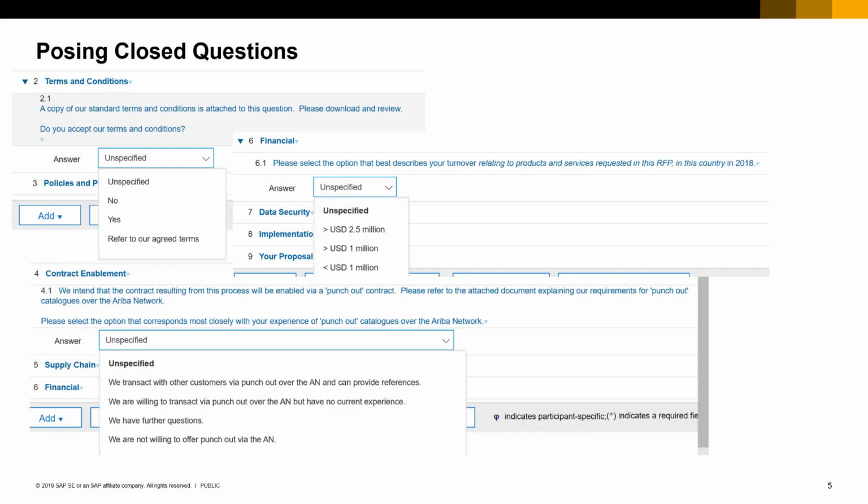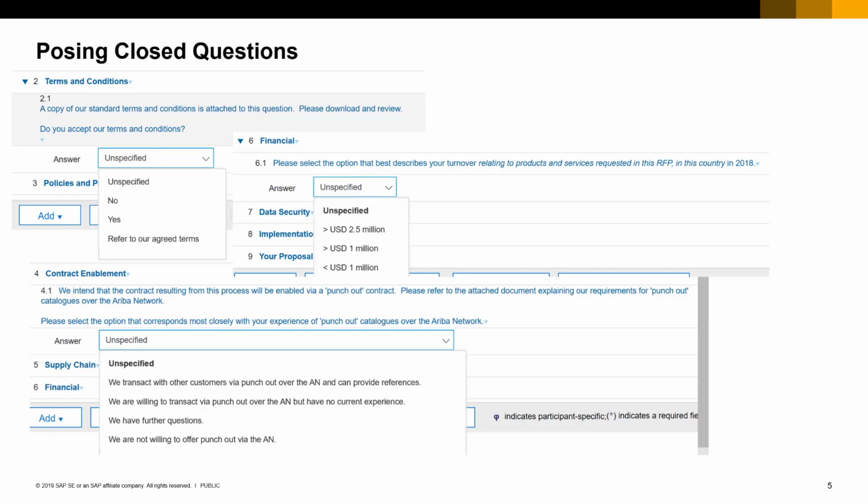My purpose in asking the financial question is to determine the size of the supplier and whether or not the supplier is large enough to service my contract. Because I know the expected value of my contract, I vary the number with each RFP. The final question allows the supplier to differentiate based on experience with punch-out over the Ariba network. Notice in all 3 cases, I've covered what I hope are all of the possible options.